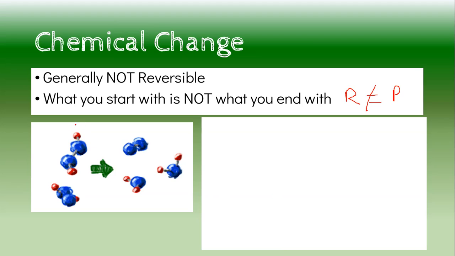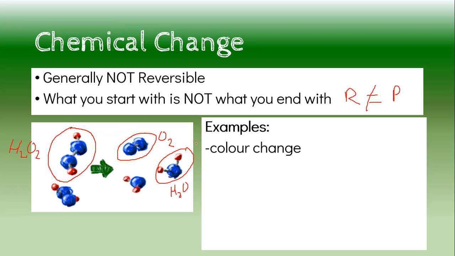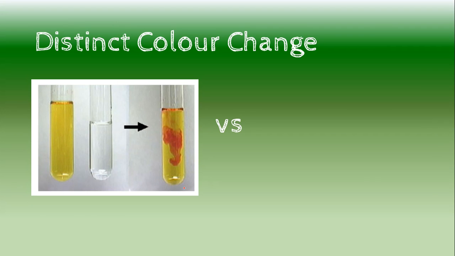So when I look over here, you'll see this wonderful molecule, and I'll give you a hint, it is hydrogen peroxide, H2O2, which is broken down into oxygen, and we see water here. It's broken down into two different things. Notice I start with these molecules, and it breaks out into two different molecules. Now, an example is a color change. Color change means it needs to be a distinct color change. So here I start with a yellow liquid and a clear liquid.